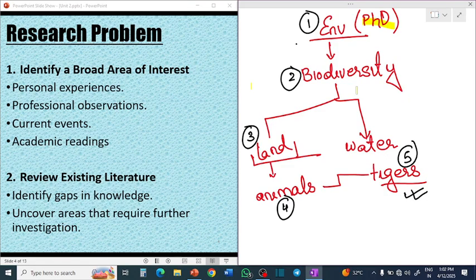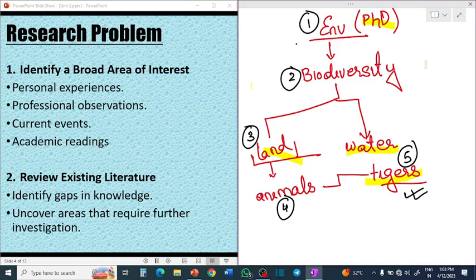Like, biodiversity can be done both on land and on water. If you select land, you can do your biodiversity research on animals, insects, or birds. Suppose you select animals, so which animal will you select? You have selected tigers for your research purpose. This is the way in which you have to narrow down and select your area of research topic.